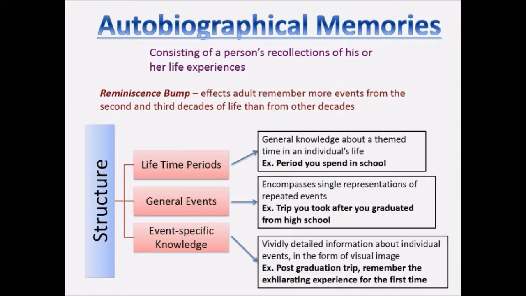Lifetime periods are composed of general knowledge about a certain time in an individual's life, such as the period you spent at school. General events encompass single representations of repeated events, such as a trip you took with your friends after you graduated from high school. The most concrete level is event-specific knowledge. It is vividly detailed information about individual events that is often in the form of visual images. For example, on the post-graduation trip, you might remember the exhilarating experience you had the first time.